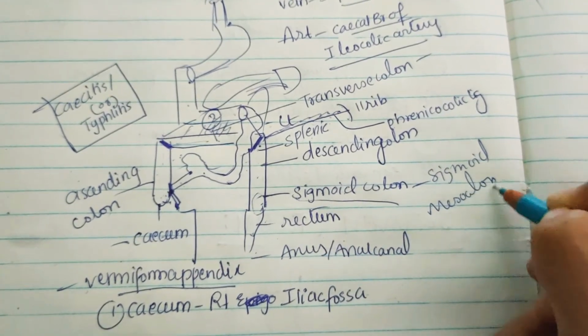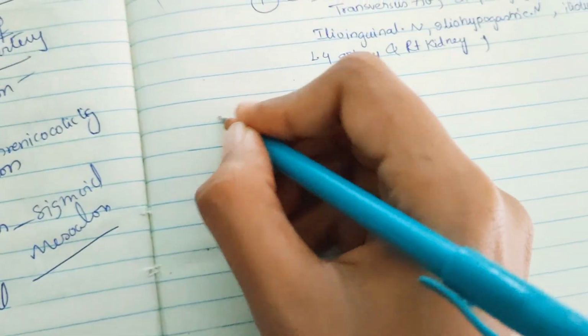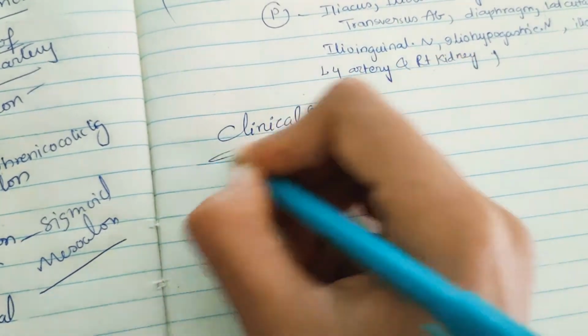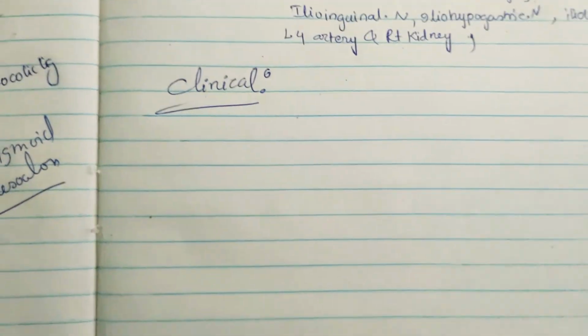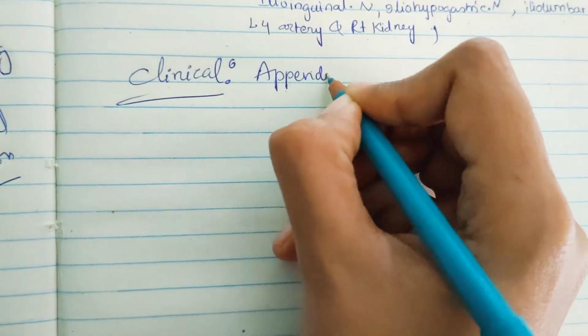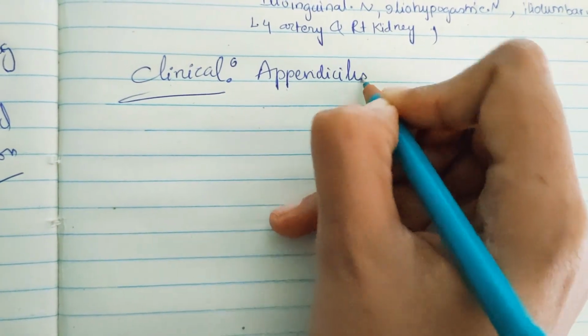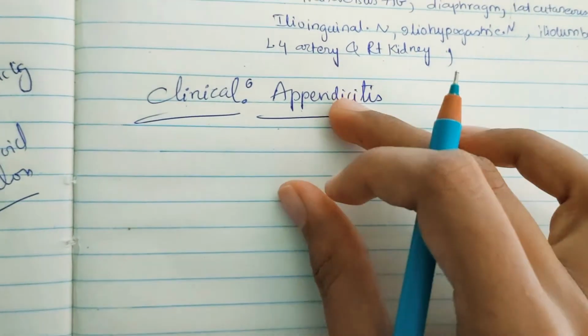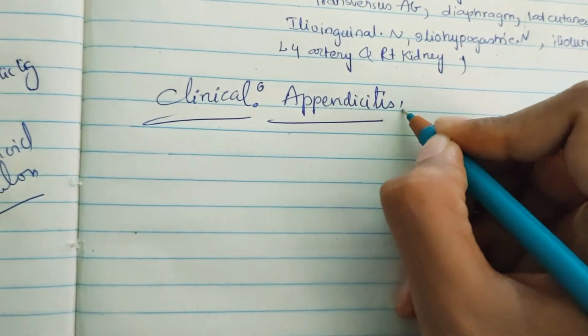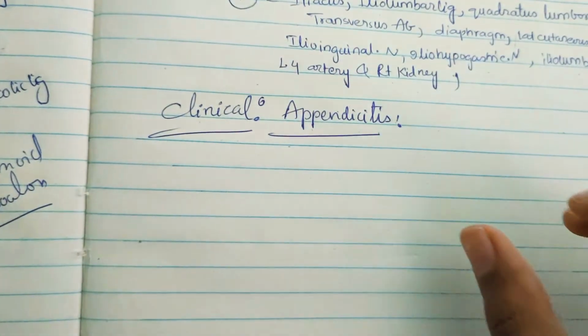So finally let us discuss the clinical anatomy now. The first clinical topic is appendicitis, okay? What is appendicitis? It is the inflammation of the appendix, the vermiform appendix. Because of this we need to remove the appendix, which is called appendicectomy, okay? So, to remove the appendix.